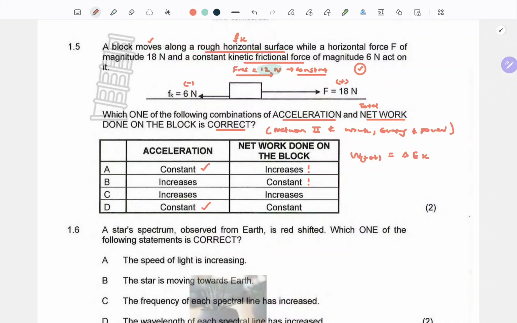But in this case, we have nothing on kinetic energy. But here's something, we've got a surrogate. If we've got a resultant force, it means we're going to have an acceleration.